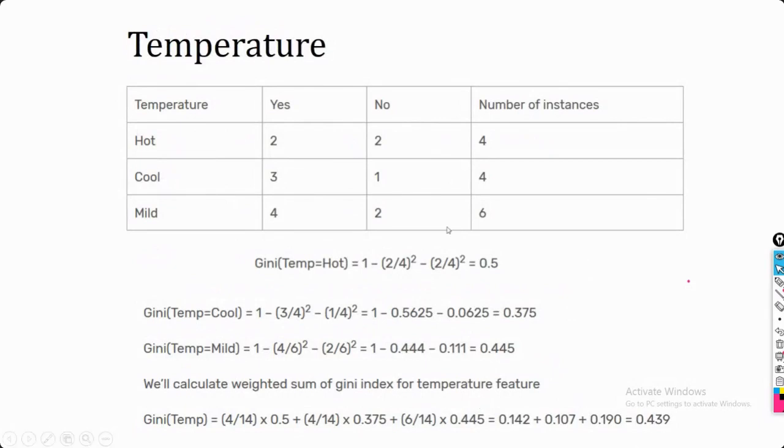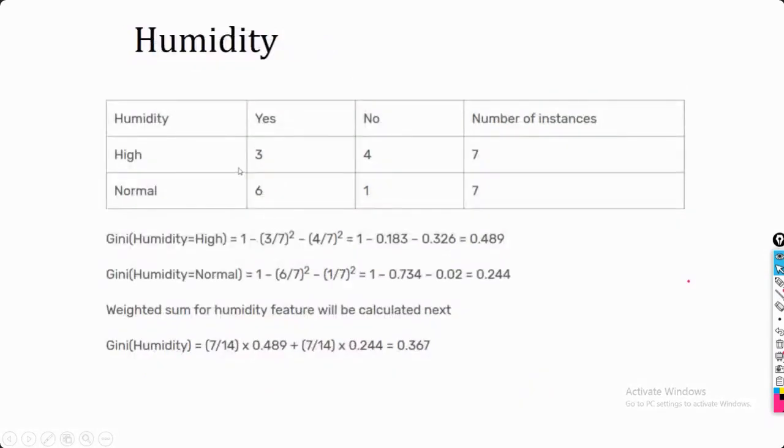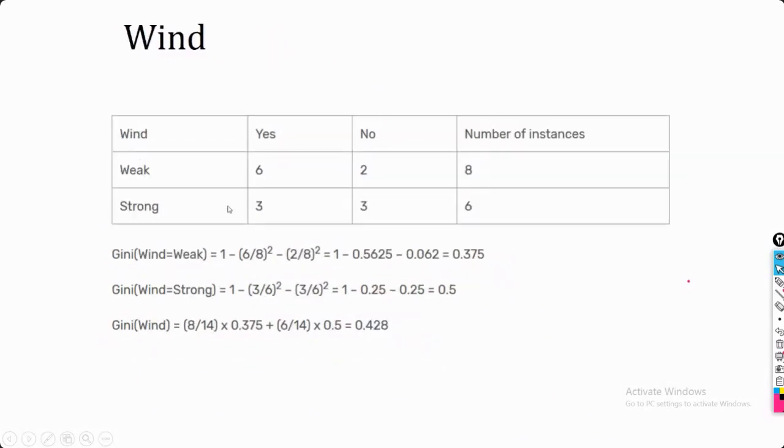Next, we are going to consider the temperature. For temperature also, first we need to calculate how many yes and how many no there are, so that we can easily count from your data set. Again, I'm going to calculate with respect to hot, cool, and mild. For this, we are getting 0.5, 0.375, and 0.445. Next, again the weighted summation of all these values. For that, I'm getting 0.439. Next, I'm going to calculate for humidity also, the same way. And next, I'm going to calculate for this one also.